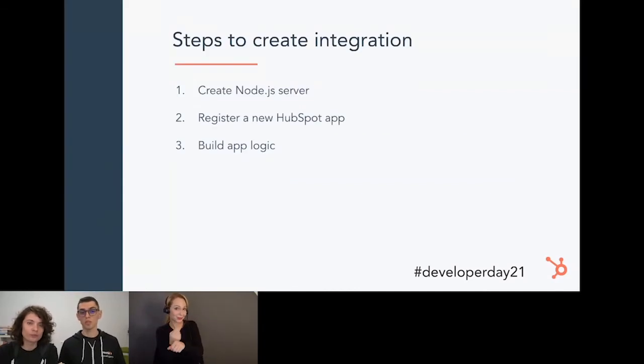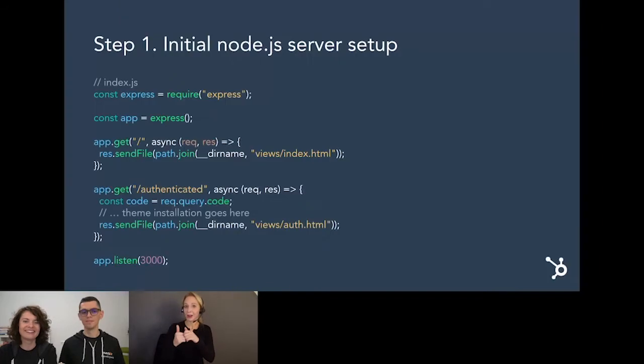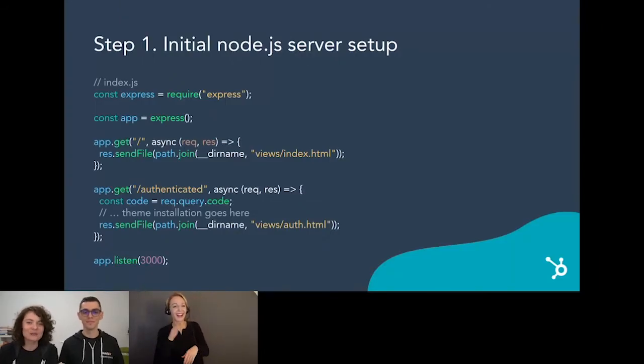Back to the process of building the app. Here are three main steps we are going through to build this integration. How did you start it then, Olia? On this slide, there is code that creates a Node.js server using the popular JS framework Express. Once we have a server, we need HubSpot API credentials to authenticate end users and use the API to set up the demo theme.